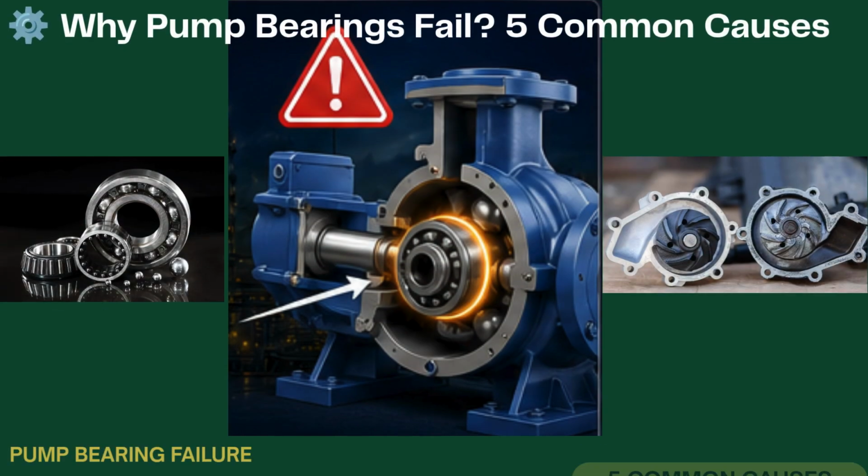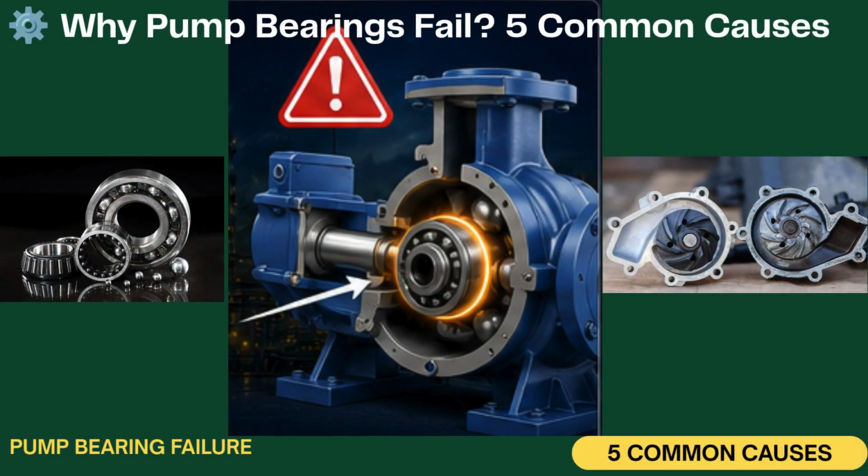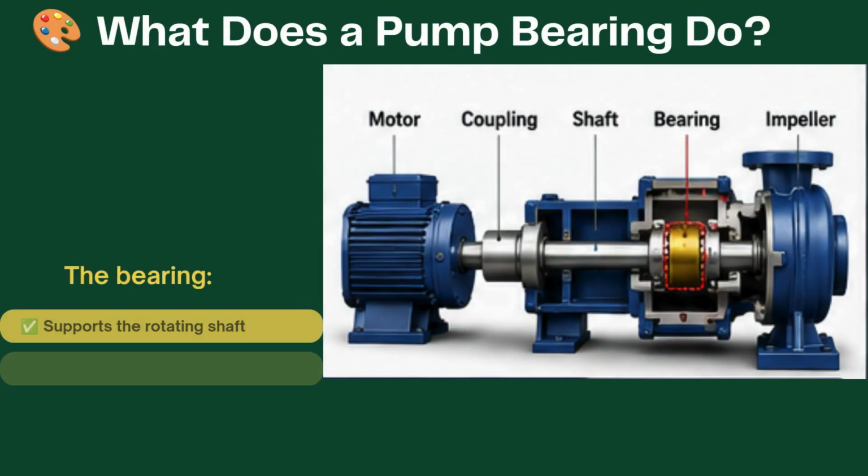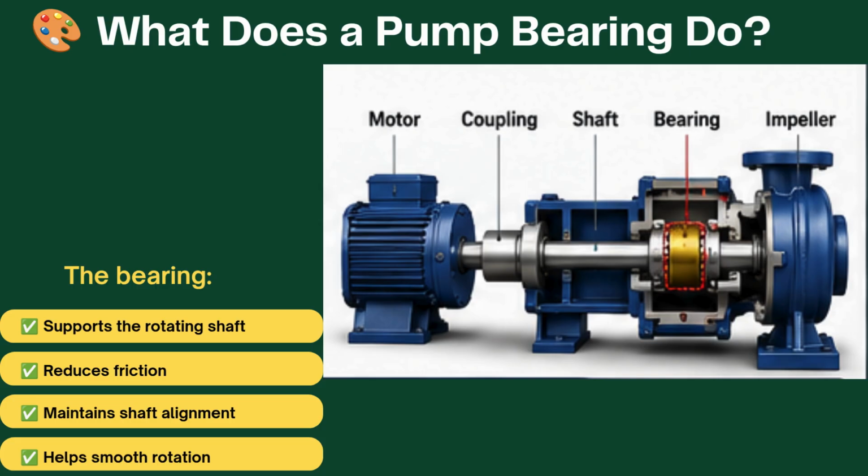A pump can be running normally, but a bearing failure can suddenly stop the entire operation. So what causes pump bearings to fail? Let's look at the 5 most common causes. A pump bearing supports the rotating shaft and allows it to rotate smoothly with minimum friction. It also helps maintain proper shaft alignment during operation.